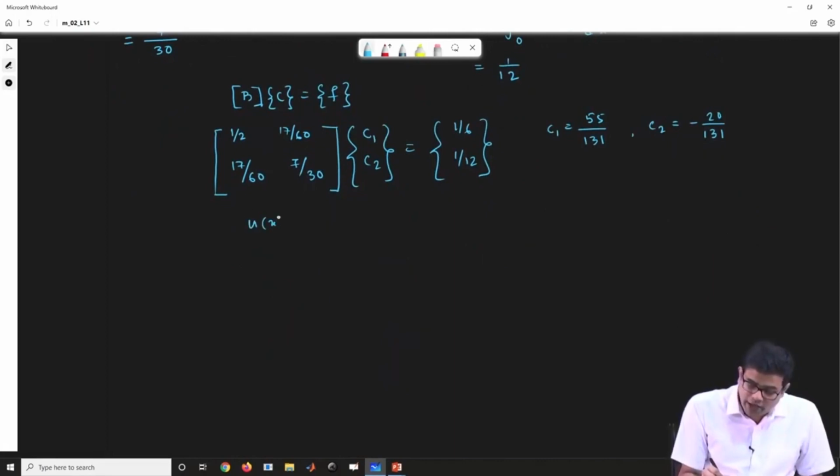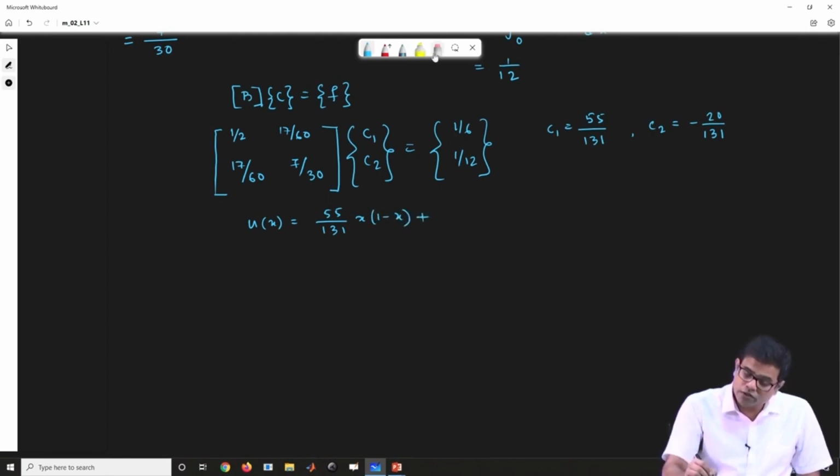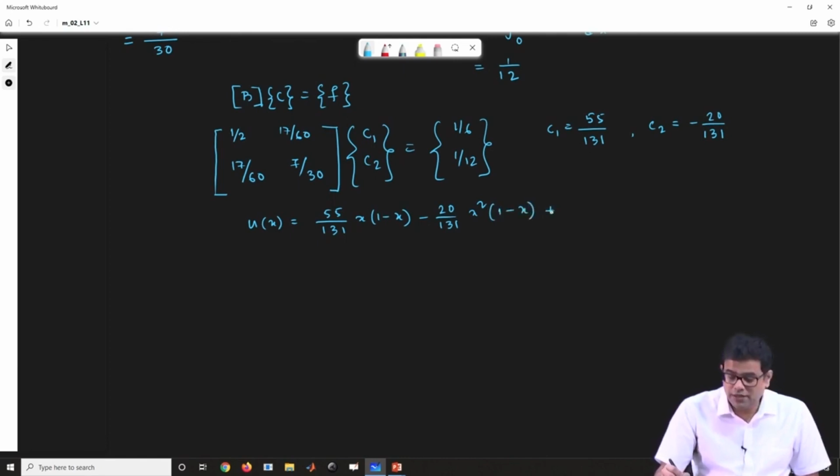So u of x is 55 by 131 x into 1 minus x plus, there is a minus here, so minus 20 by 131 into your phi 2, so x square into 1 minus x, plus x.